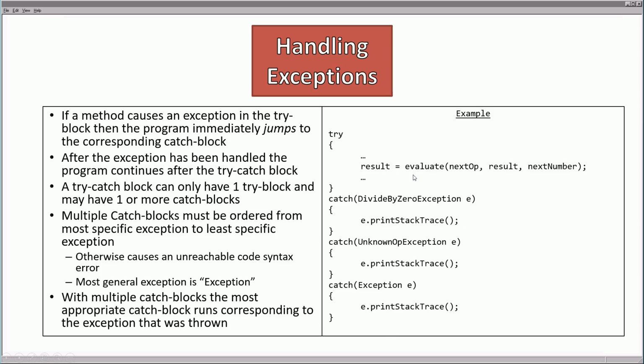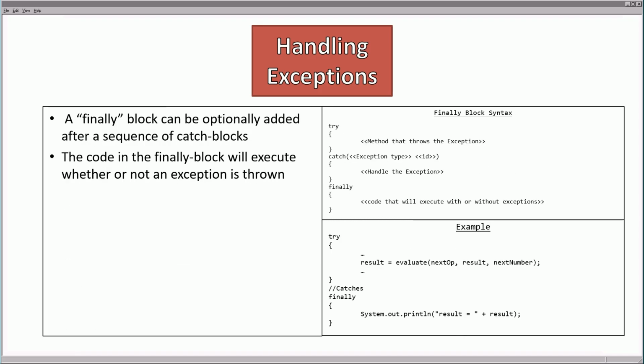If this were to throw the unknown op exception, it would jump to this catch block, handle it, and then jump out of the try-catch blocks. Now, if this method evaluate were to cause another kind of exception that wasn't divide by zero or unknown op, then it would be caught by the most general exception right here, handle it, and then jump out of the try-catch block.